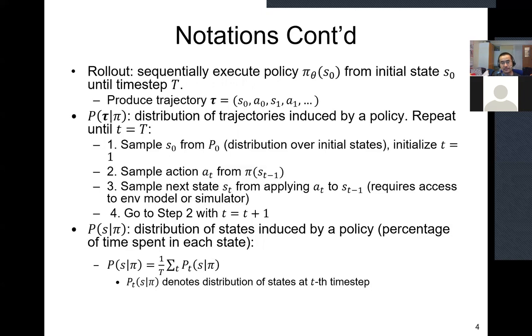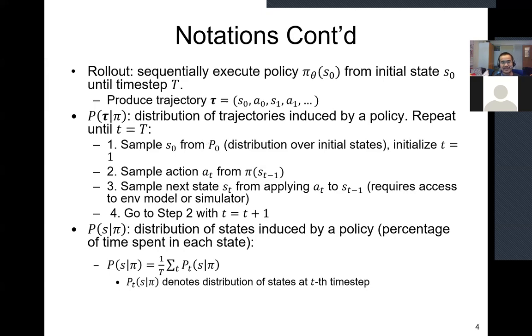A rollout is when you sequentially execute policy pi theta from initial state S0 until time step T. T could be infinity, or could be a limit on how long your episode is. It produces a trajectory S0, A0, S1, A1, and so on. P of tau given theta is the distribution of trajectories induced by a policy.